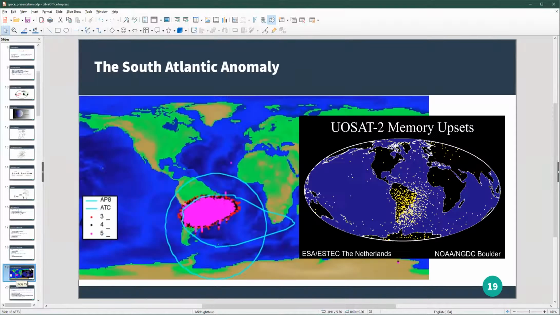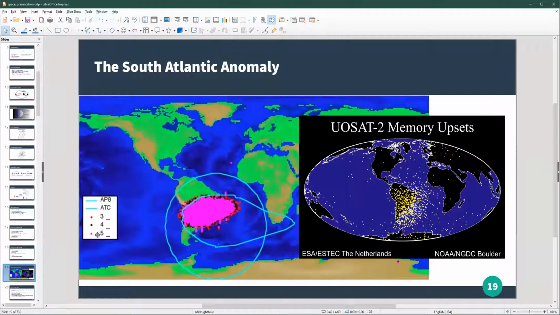The anomaly. This is something I learned recently, in the past year or two. There is something called the South Atlantic Anomaly. Basically, this is a region over South America where things just go wrong, likely due to an abundance of radiation.